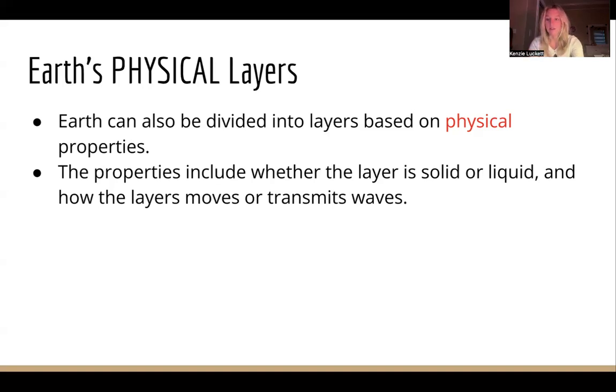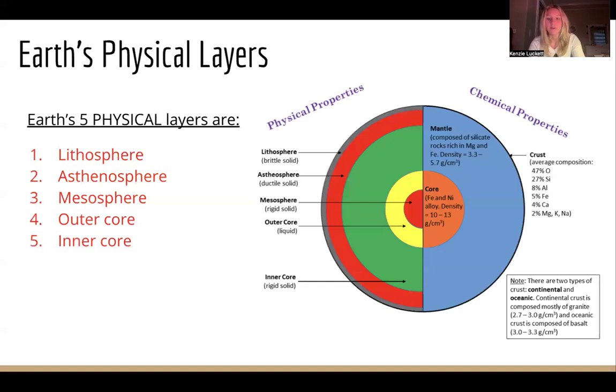We're focused on how they move, if they're solid or liquid, what's going on actually within these different layers. So go ahead, write down these five layers. Remember, you're writing the red. We are going to talk about the lithosphere, the asthenosphere, and the mesosphere, and then finally, the outer and inner core. So, compositional layers, we had three. Physical layers, we have five.